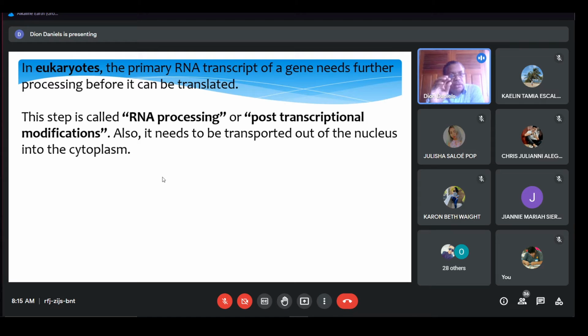In eukaryotes, it's a different scenario. It has to wait until that messenger RNA is finished. Thereafter, that messenger RNA must go through what is called RNA processing or post-transcriptional modifications before translation can start, okay?